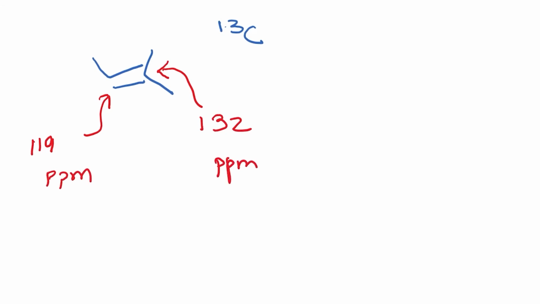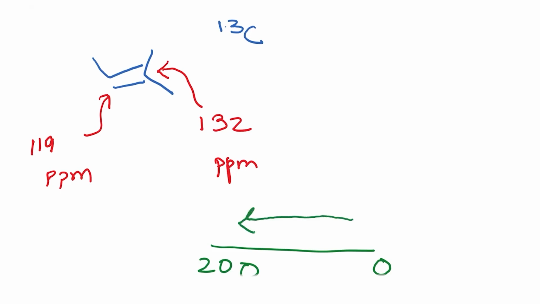Now, just to put this data in perspective, normally if I take a functional group and keep adding electron withdrawing groups, the electron cloud around the nucleus goes down. Let's say I take the values of 0 to 200. The more electron deficient it is, the higher the ppm values.